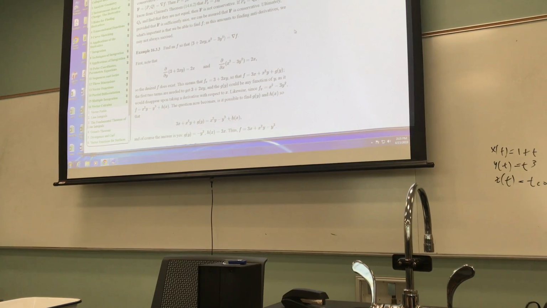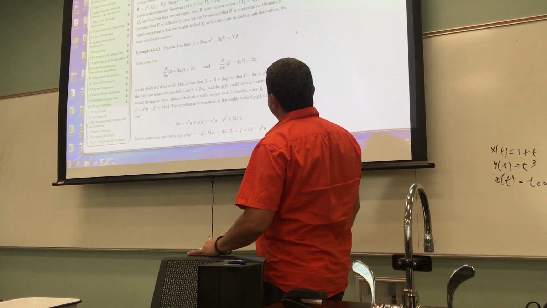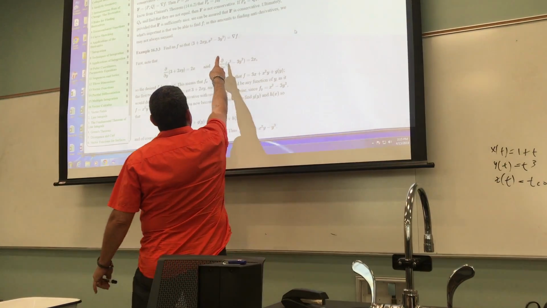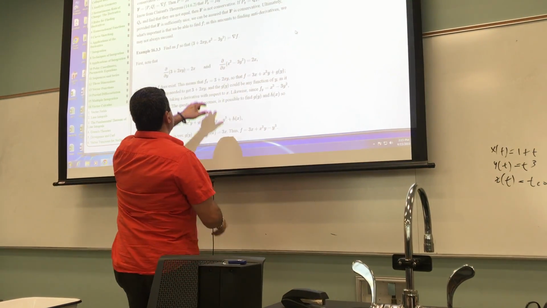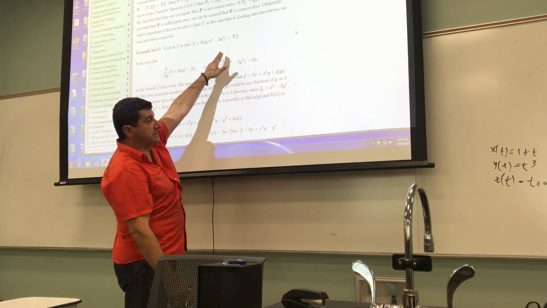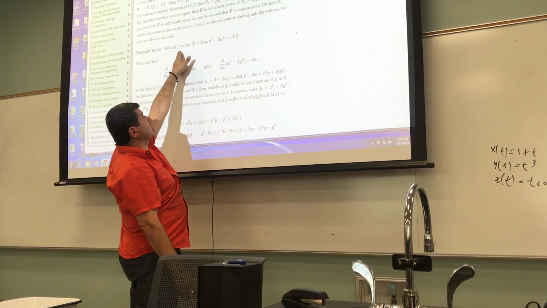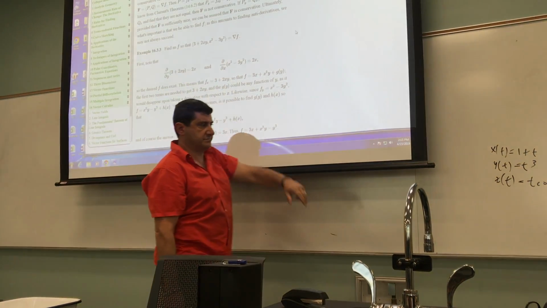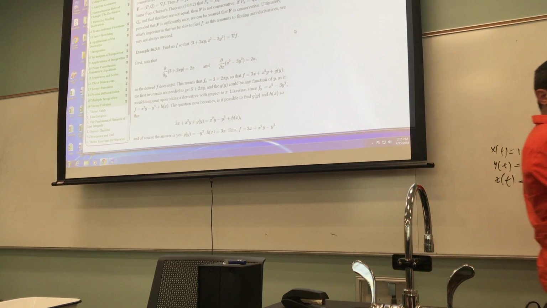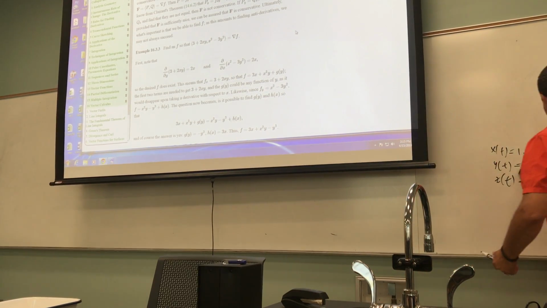Okay. Example 16.3.3. Find an f so that this function is equal to the gradient of f. So in other words, they're giving you the force again, right? And they want you to find its associated potential energy. They're calling f, the little f, the potential energy.